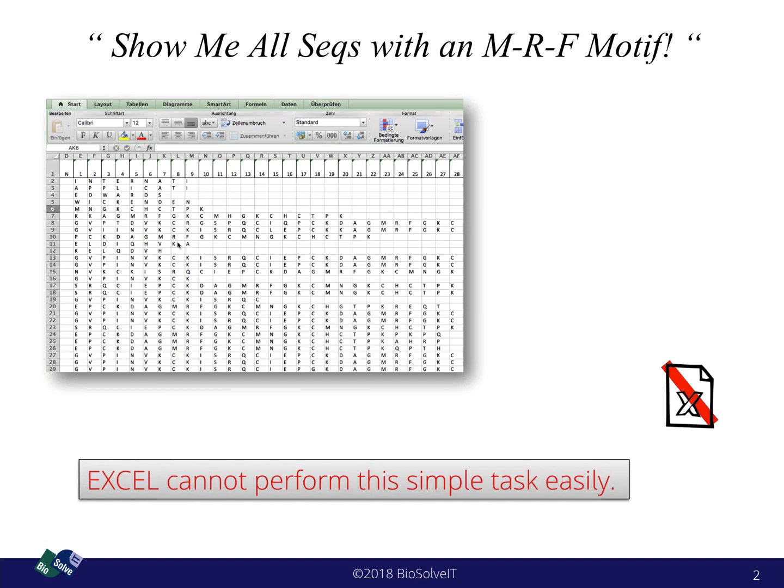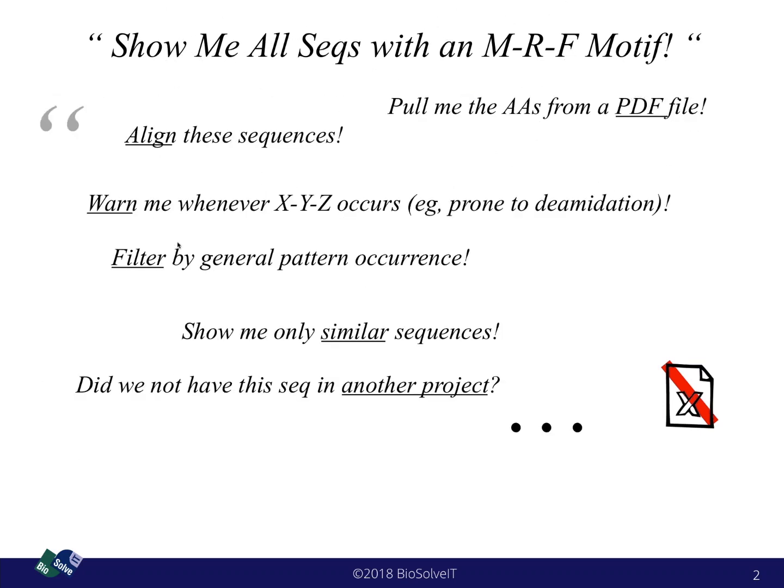And there are similar questions that are actually addressed in peptide research. Questions like, could you pull me these amino acids that you find in a PDF file out there and just display them to me? Or align these sequences, something which we do very, very often in peptide research. Warn me whenever something occurs that I know is prone to some processes that I do not want, aggregation, etc. Can you filter by general pattern occurrence so that I only see those peptides that I would like to see?